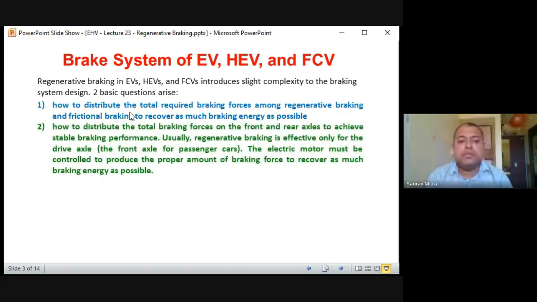The second question is how to distribute the total braking forces on the front and rear axles to achieve stable braking performance. This is another big question, because as soon as we put some brake on the front, if all the brakes are not synchronized, there is a possibility that the back side of the car will go into a circling motion, and the car will have some kind of accident. I told you initially there are two things: the anti-lock braking system and the traction control system, so ABS and TRC.